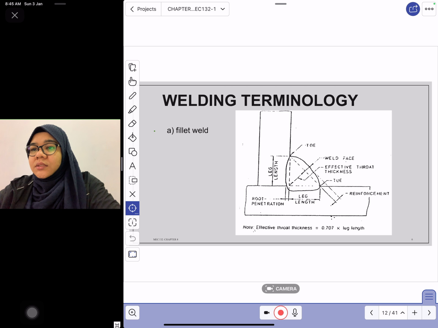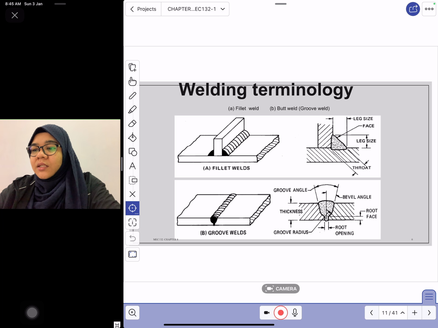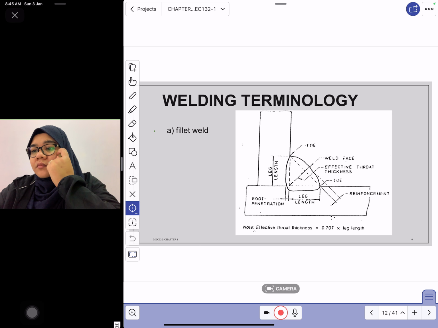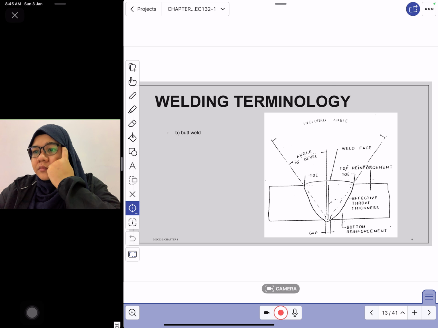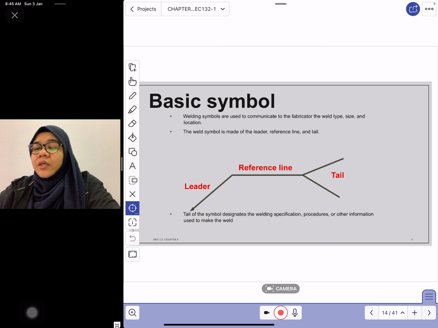Okay, ini sama je, cuma dia zoom in tapi not so clear. Better info yang tadi lah. Okay, sama je dia punya description. Okay, so this is the main part untuk drawing.